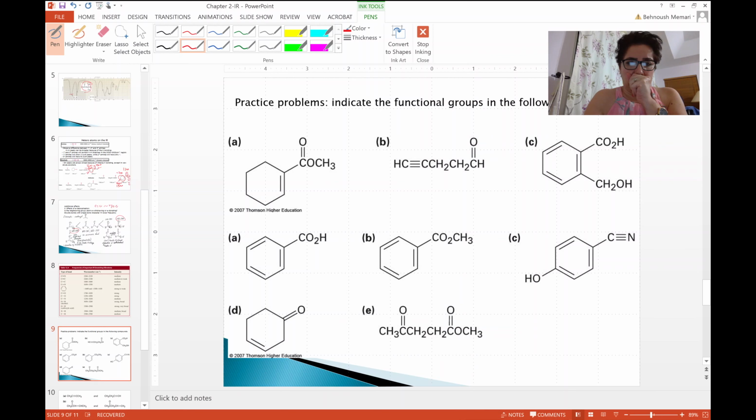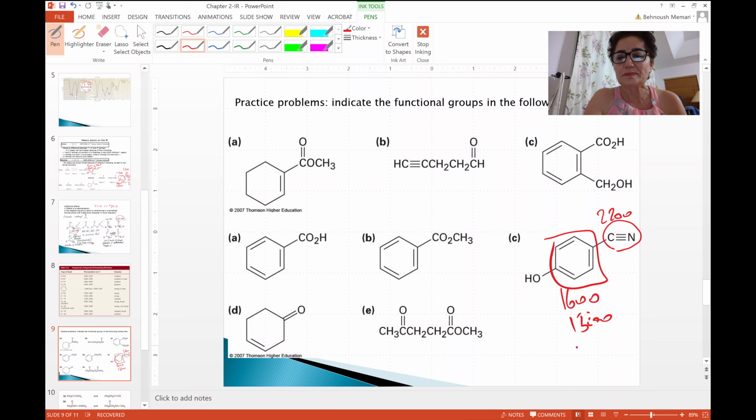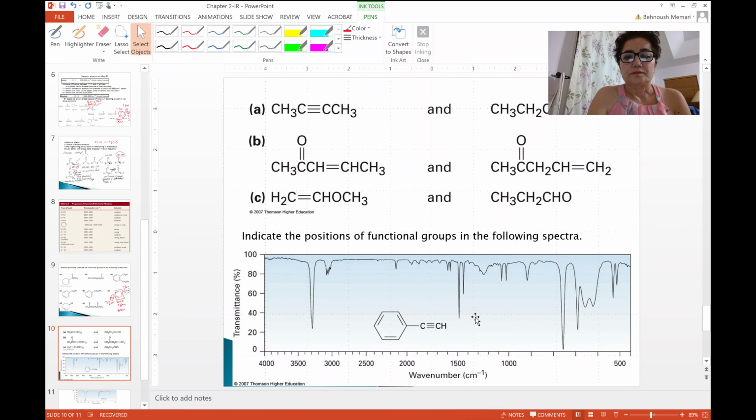So if we have the structural formula, the C triple bond appears at 2200. For the aromatic ring, we have 1600, 1500, and 3000. This OH group is at 3300. So based on the table that we had earlier on the previous slide, we can predict the location of the different peaks that are expected for each of these.